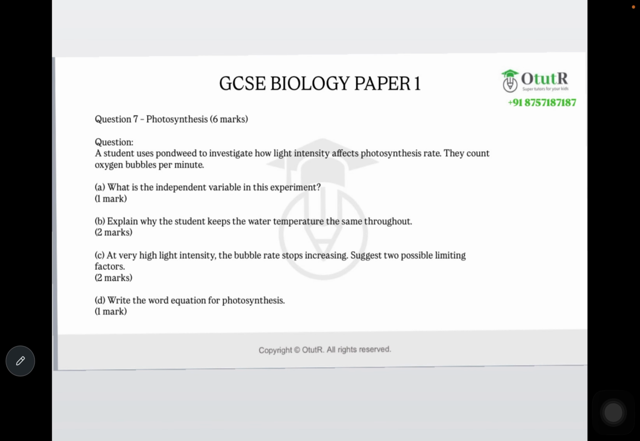A student uses pondweed to investigate how light intensity affects photosynthesis rate. They count oxygen bubbles per minute. What is the independent variable in this experiment?